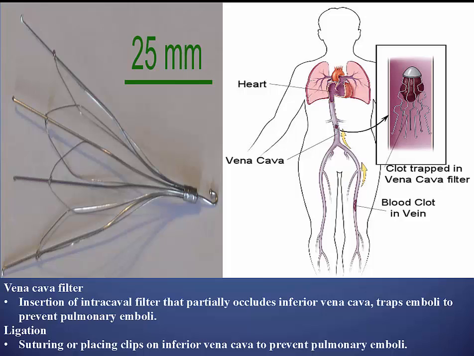The insertion of an intracaval filter that partially occludes the inferior vena cava will trap emboli to prevent pulmonary emboli from traveling to the lung. Ligation is suturing or placing clips on the inferior vena cava to prevent pulmonary emboli.